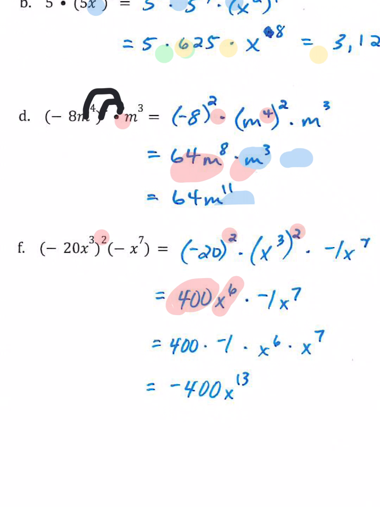What I did on this example is I showed you how to rearrange. So I grouped our coefficients and our variable terms. Now for the last step, I multiplied them together. 400 times negative 1 is negative 400. And x to the 6th times x to the 7th gives us this exponent of 13.